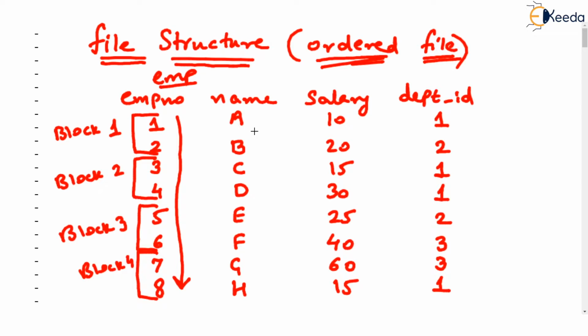Remember this. Now I am going to explain what is the use or the advantage of keeping the file ordered on a particular column. The advantage is that searching becomes faster.